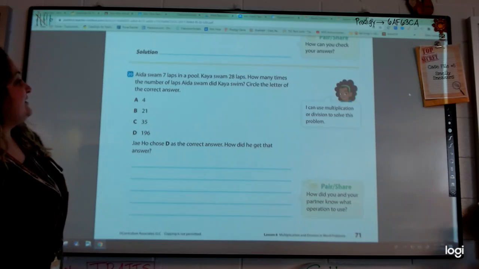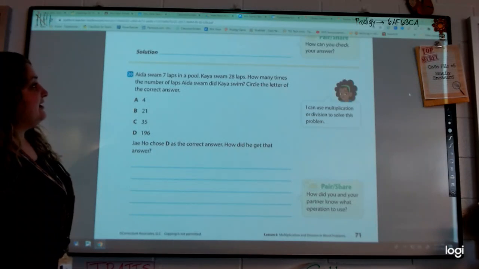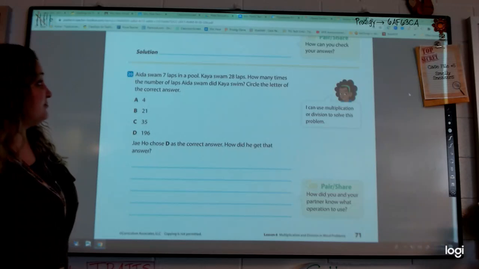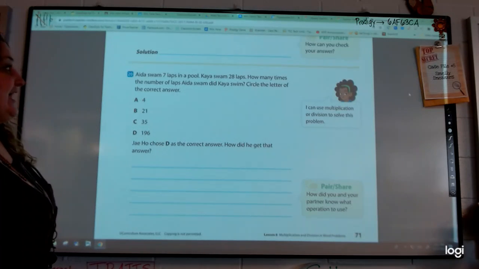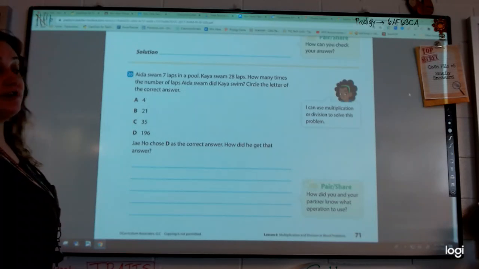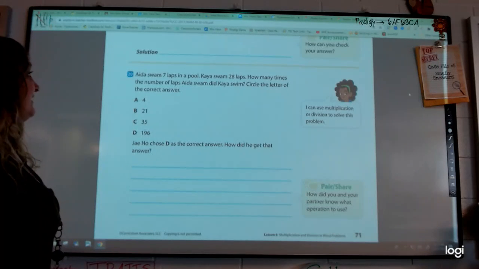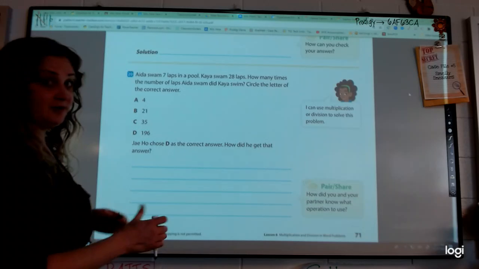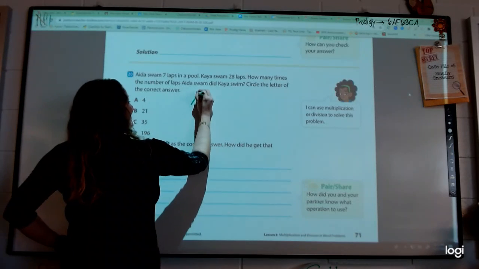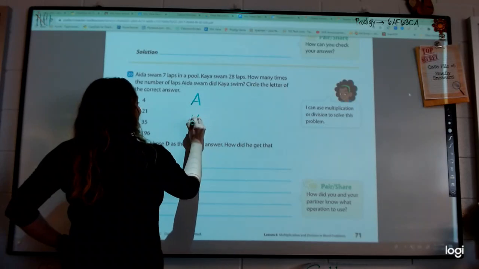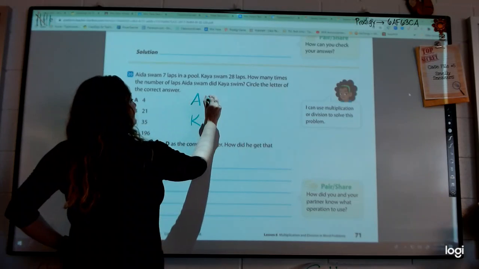So, Ada swam 7 laps in a pool. Kaya swam 28 laps. How many times the number of laps Ada swam did Kaya swim? Circle the letter of the correct answer. All right, well, I think we ought to probably make some sort of a bar model. All right, Ada, so we can use an A for Ada and a K for Kaya. Ada swam 7 laps.